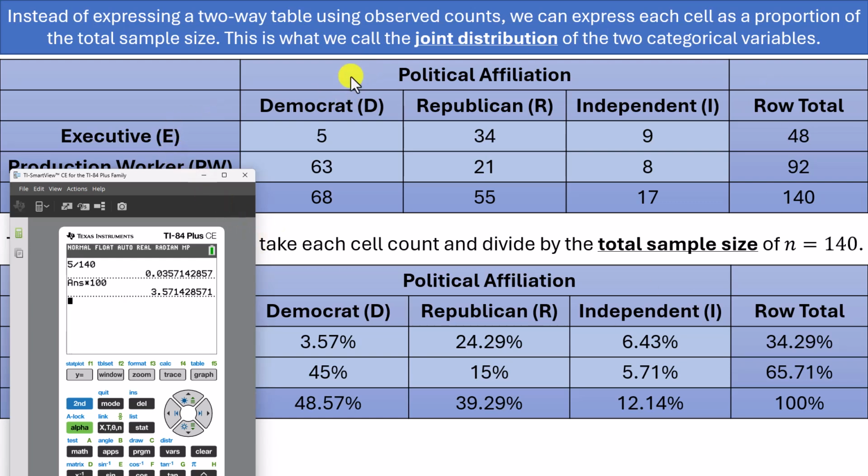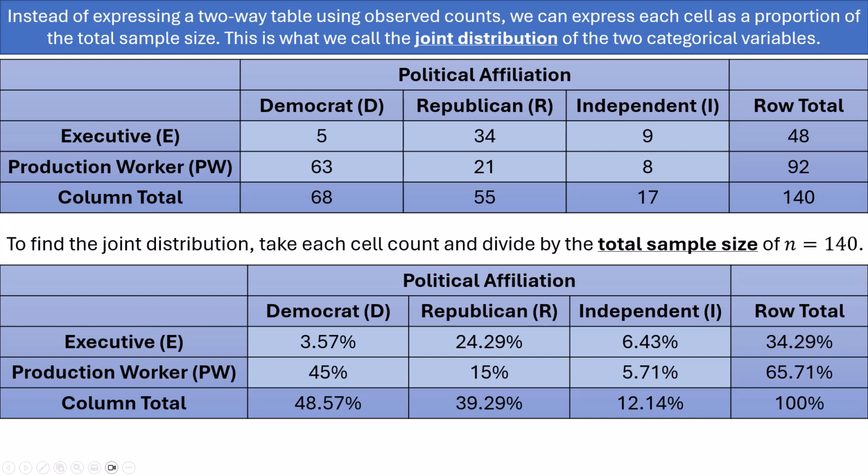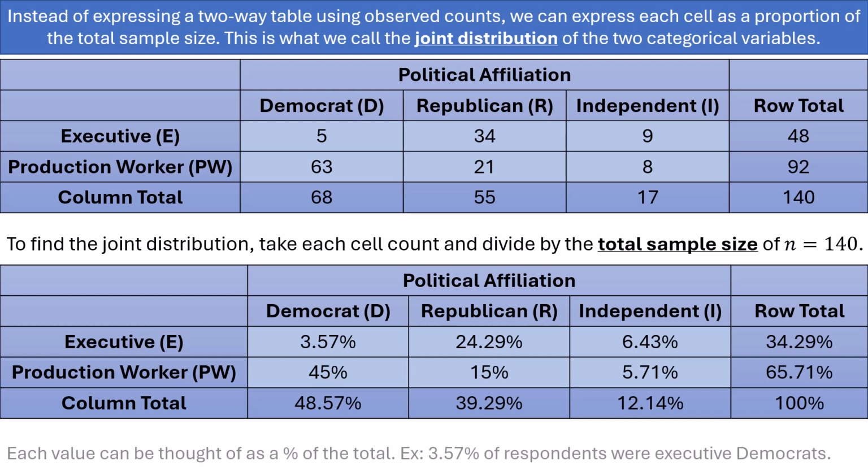We could do the same thing for every single value in the table. So for example, we could take the 21 Republicans, who are also production workers, and we could divide by the grand total of 140. We would get 0.15, which when we multiply by 100, we get 15%, which tells us that 15% of the total individuals in our sample were both Republicans and production workers. In the joint distribution, each value is thought of as a percentage of the grand total.